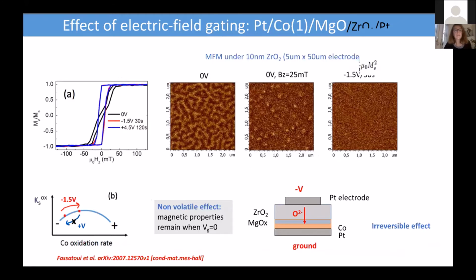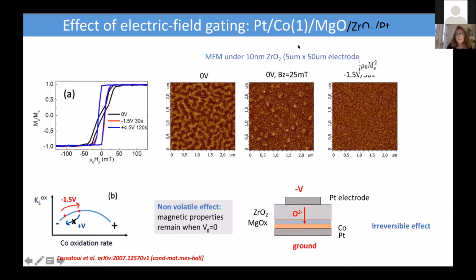In this work, the idea was to try to extend the work that was done by Anne-Bernard Mantel on platinum cobalt aluminum, in which skyrmions could be switched on and off by an electric field, to much smaller skyrmions. This was done in the framework of the DARPA project on skyrmions. So we worked on platinum cobalt MgO, a system in which magnetic skyrmions had already been observed at room temperature.